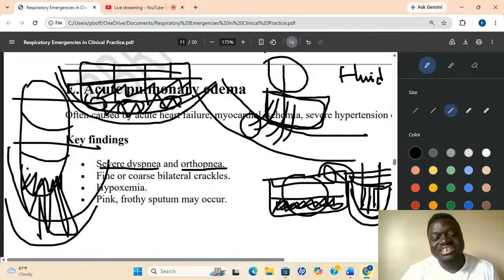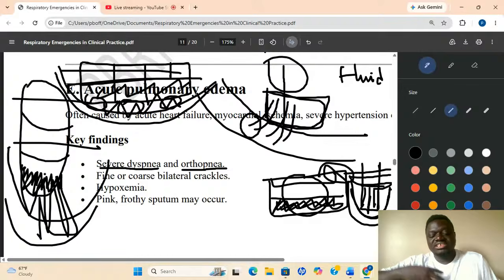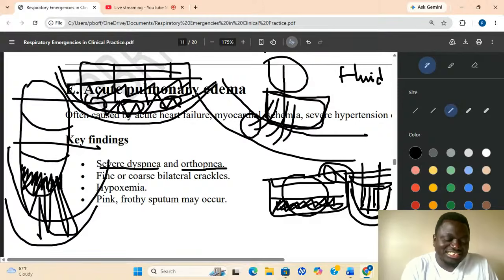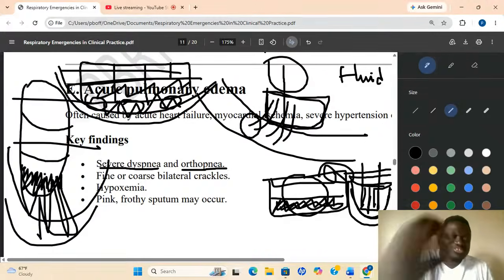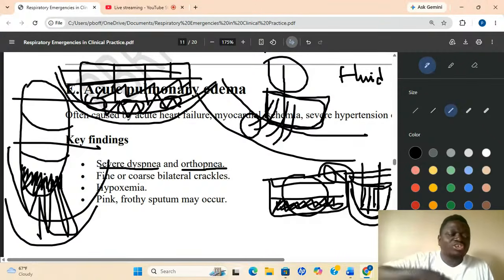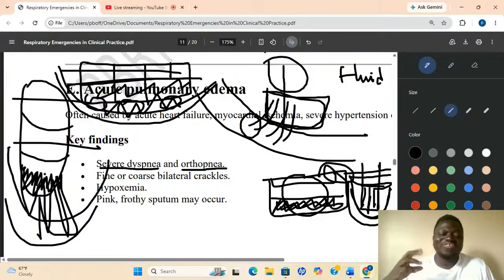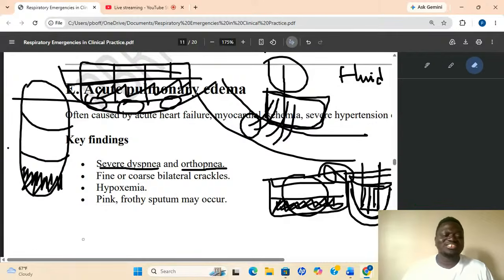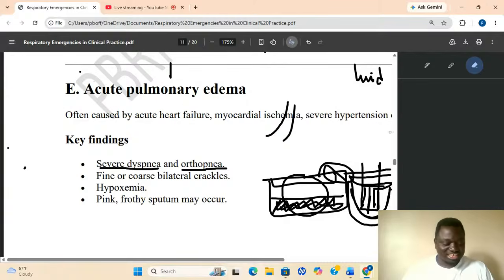If I listen to the lungs with a stethoscope, I will hear a lot of fluid here, crackles, breathing in and out. Yes, if the fluid is plenty, I'll hear more crackles. We call it coarse crackles. If the fluid is not plenty, I'll hear few, small crackles. We call it fine crackles. That is it. So this is simple English.